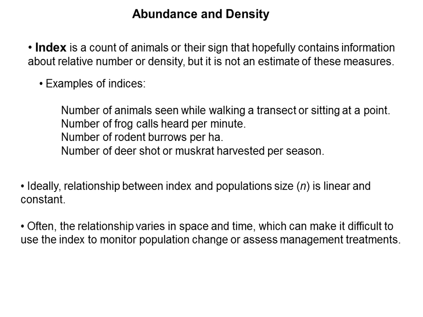Ideally, the relationship between the index and the population's size, N, is linear and constant. Often the relationship varies in space and time, which can make it difficult to use the index to monitor population change or to assess management treatments.